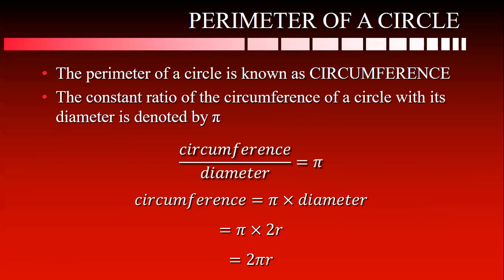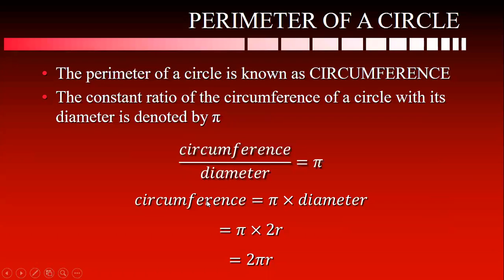First, perimeter of a circle. Perimeter of a circle is known as circumference. The constant ratio of the circumference of a circle with its diameter is denoted by pi. So circumference divided by diameter is pi. This is the definition of pi for us.